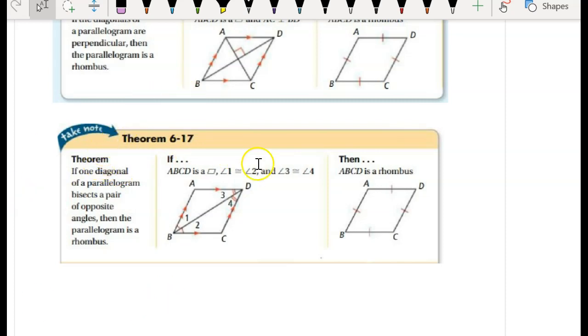And we have another theorem that is the converse of one that we've already learned. If one diagonal of a parallelogram bisects a pair of opposite angles, then the parallelogram is a rhombus. So you see that segment BD bisects angle B into two congruent parts and bisects angle D into two congruent parts. So it is a rhombus.